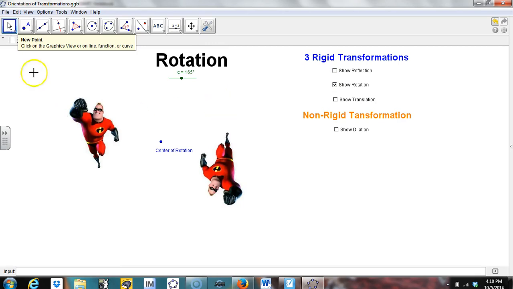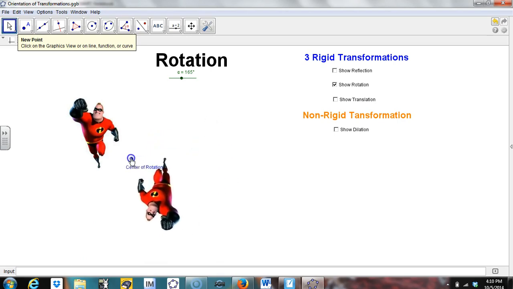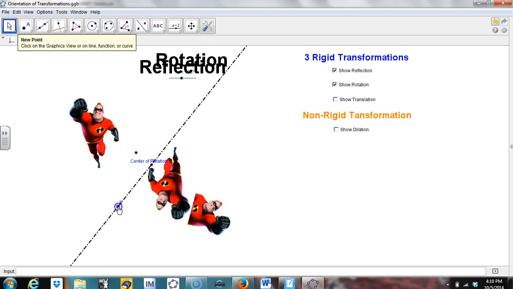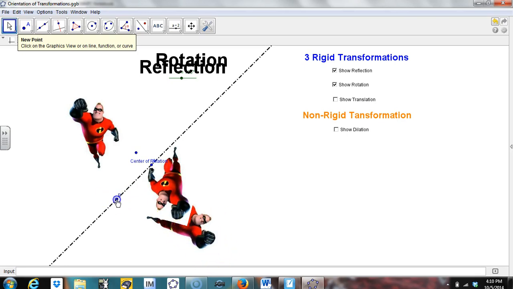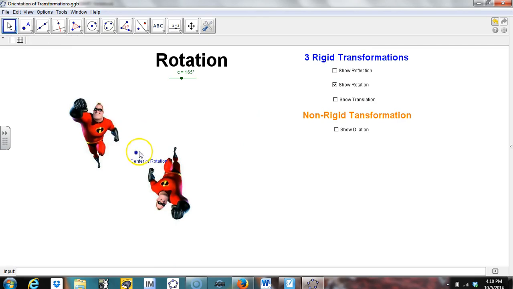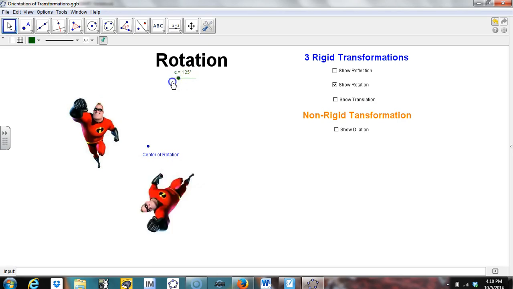Then we have rotations. If we have a center of rotation, we can rotate an image. It's different than reflections, right? Notice the reflection, even if I try to get them in about the same spot, reflections are different. Mr. Incredible's big hand here, let's see if I can get this. Notice they're on different sides for the rotation and reflection. So just pay attention to the orientation, and be able to identify if a shape's been reflected or rotated, right? I can change the angle, any kind of rotation here.